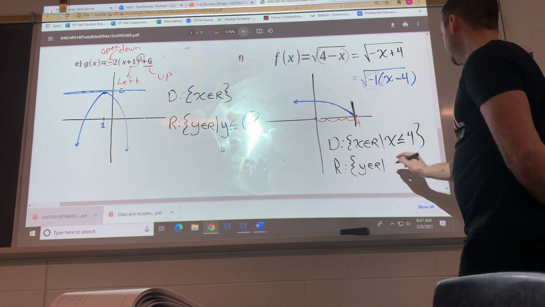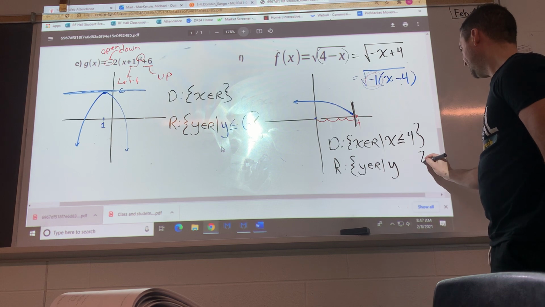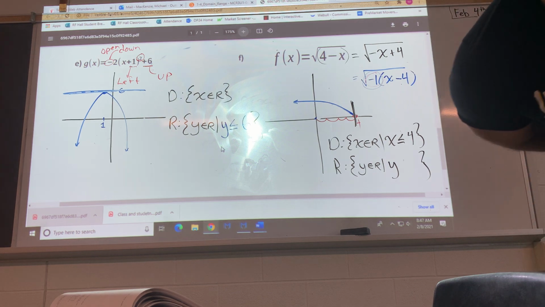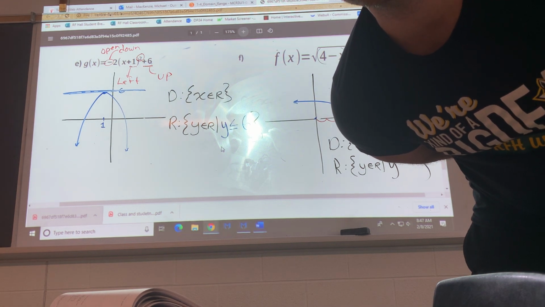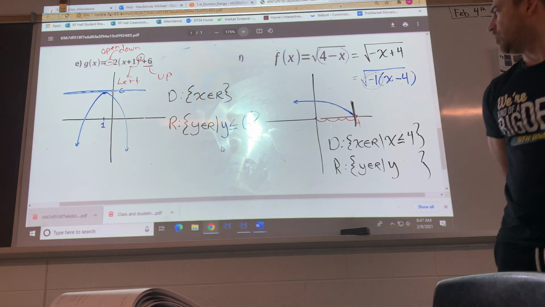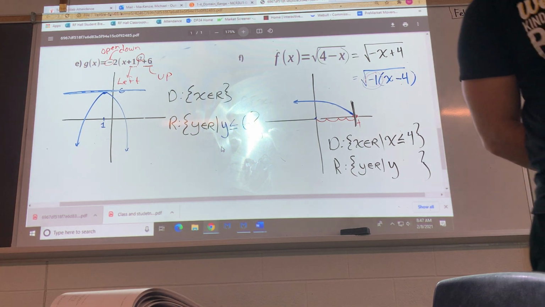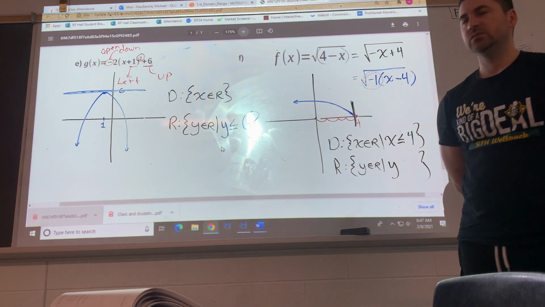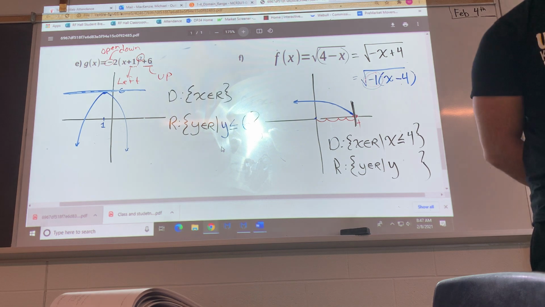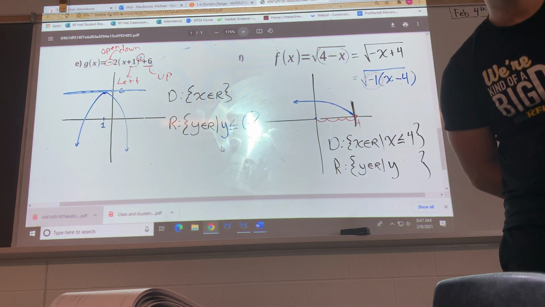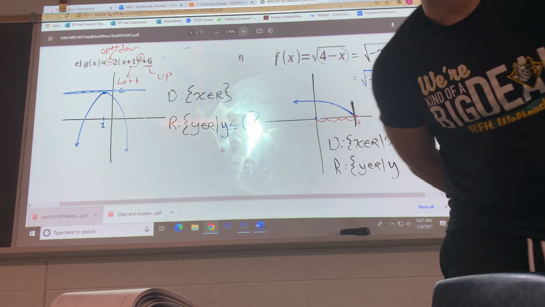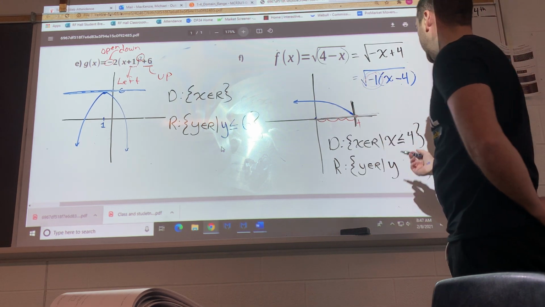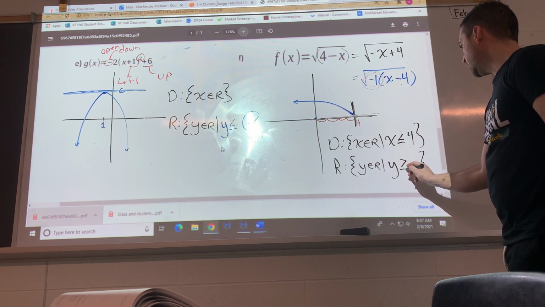Okay, so everything less than 4. And our y values. Leah had it too, as did Adrian, good. So what are our y values now? Greater than or equal to 0, good. We don't have anything below the x-axis, that's y equals 0. So y is greater than or equal to 0.